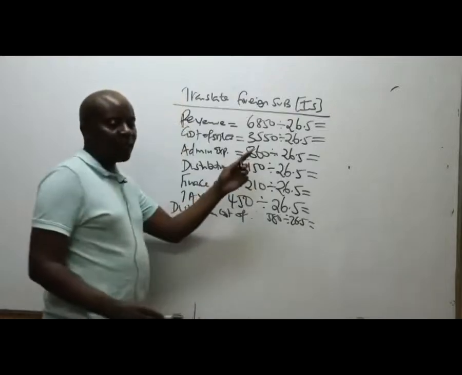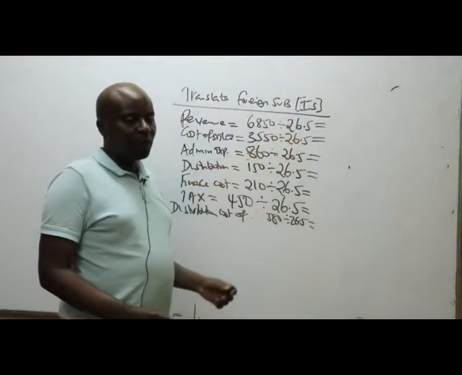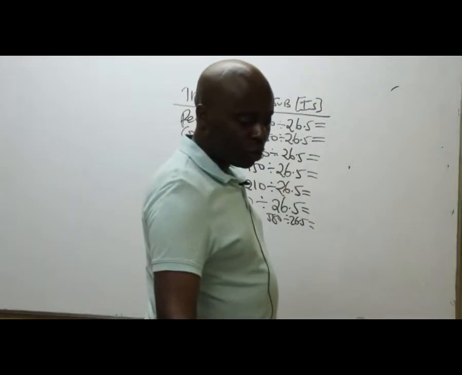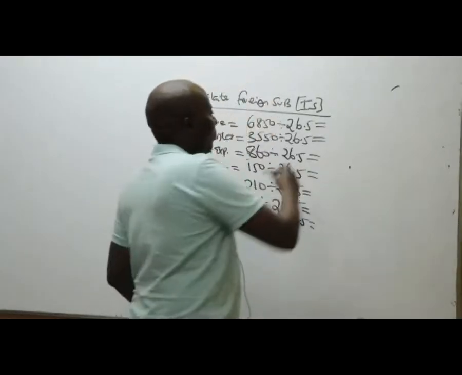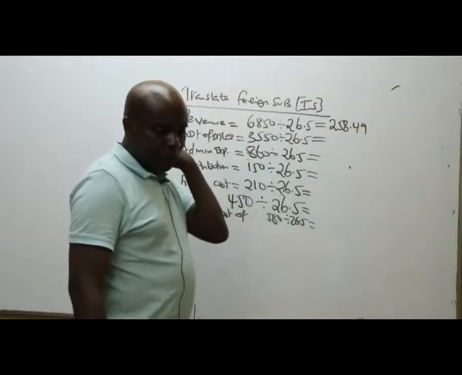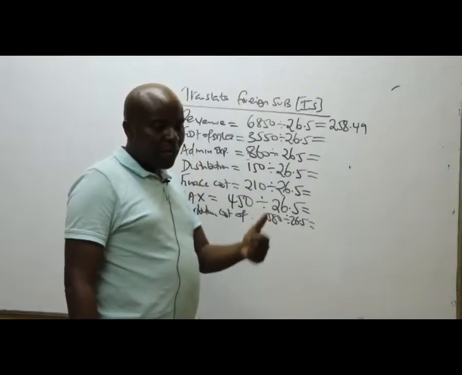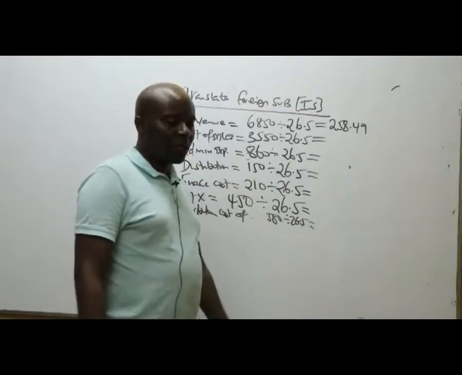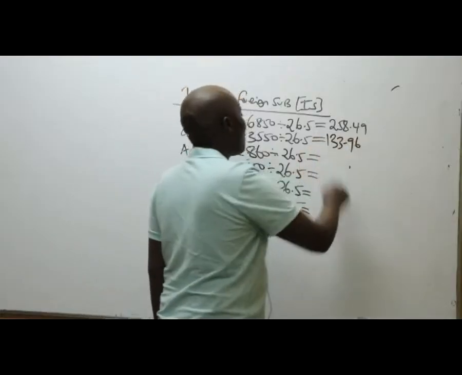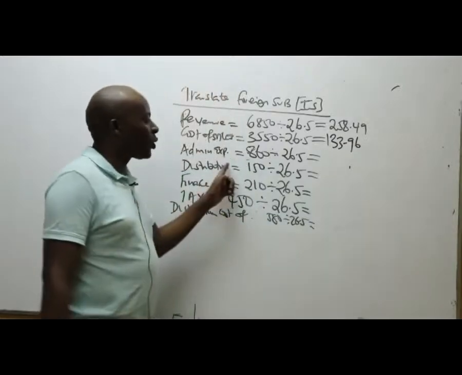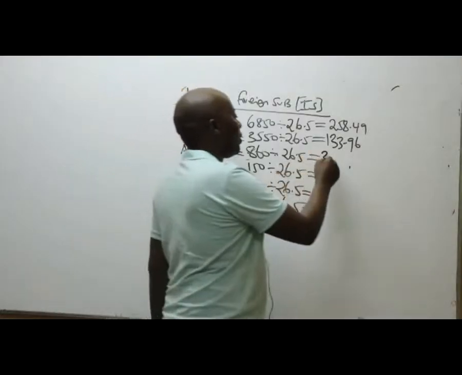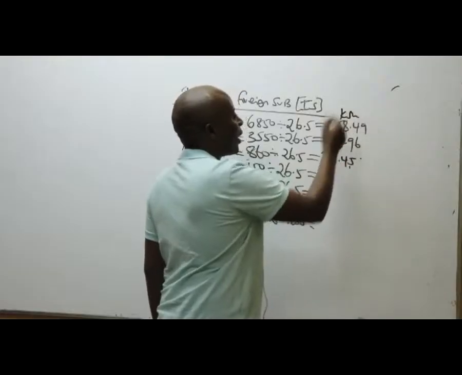So could you then move very fast and give me these figures, please? Revenue, how much? 258.49. Is that correct? Right. How about cost of sales? 133.96. Then we have administrative expenses, how much? 32.45. Now remember that these are Kenya shillings.